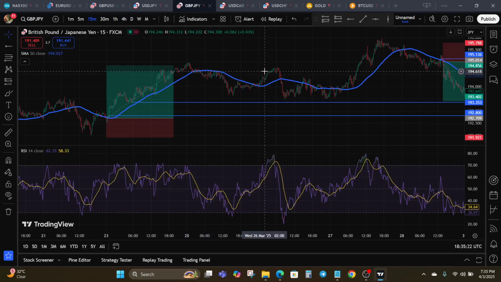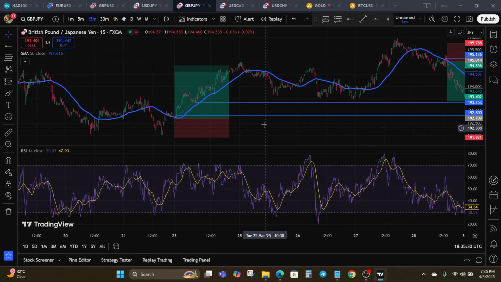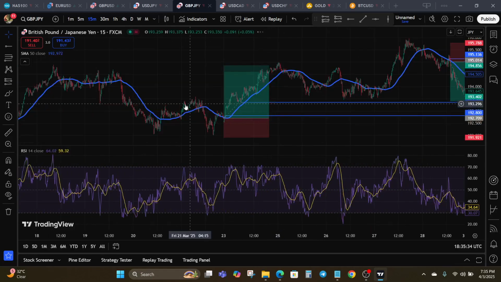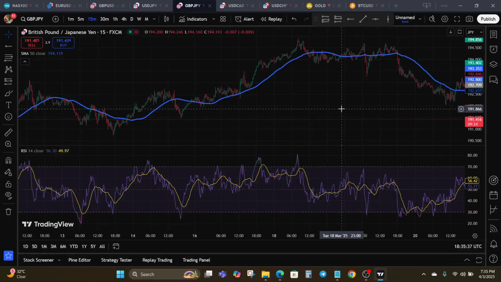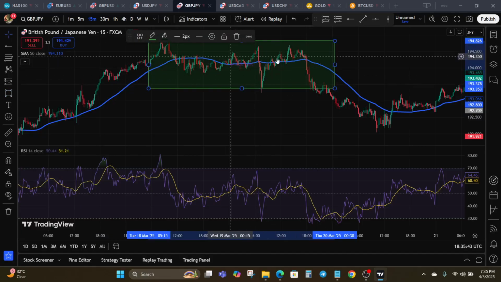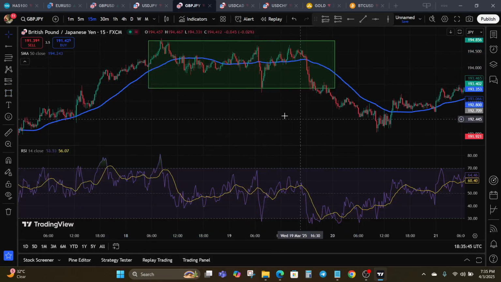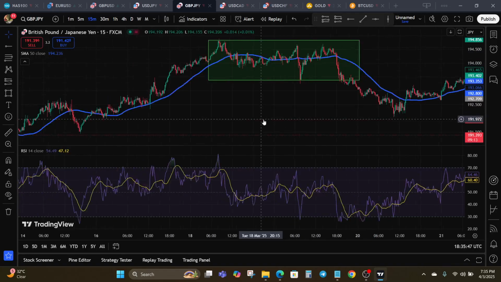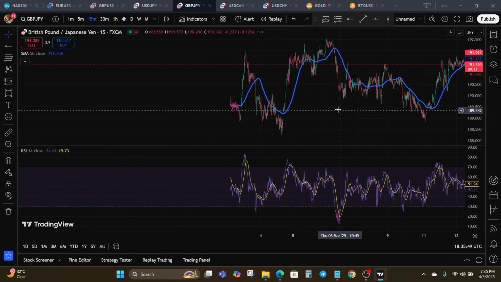Now, here are some extra tips to improve your success rate with this strategy. First of all, stick to trending markets. Avoid using this strategy in choppy or sideways markets. For example, you can see that we had a sideways market around here. So during this situation, just stay out of the market. No need to look for opportunities because it's a sideways market.